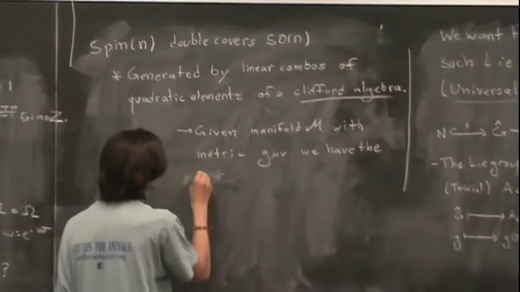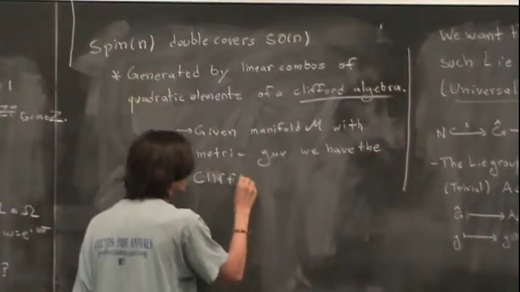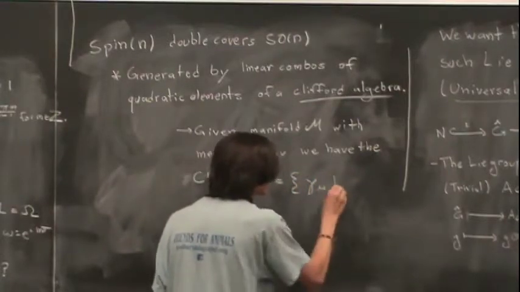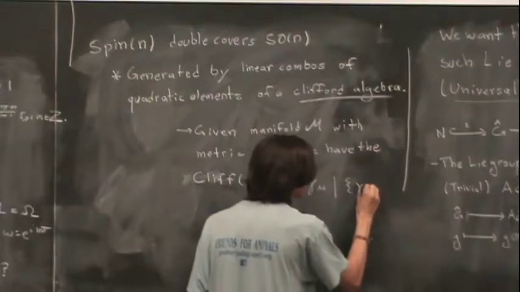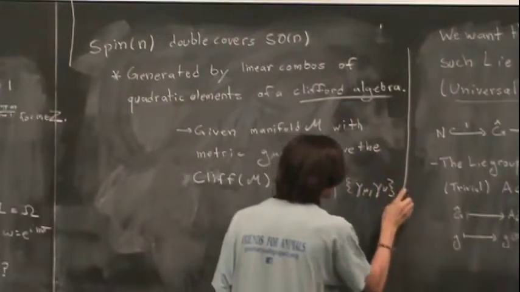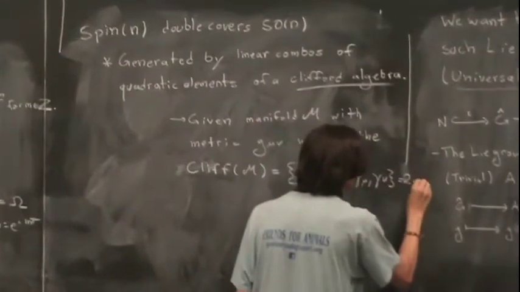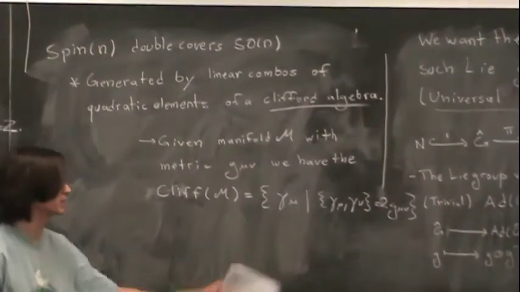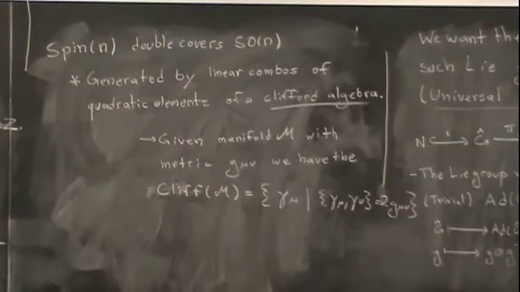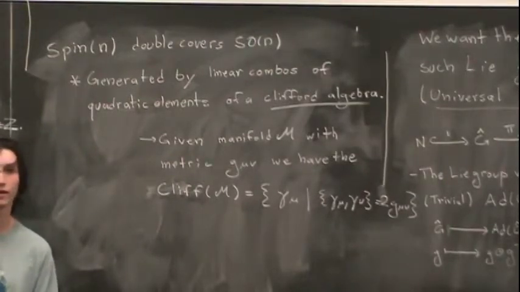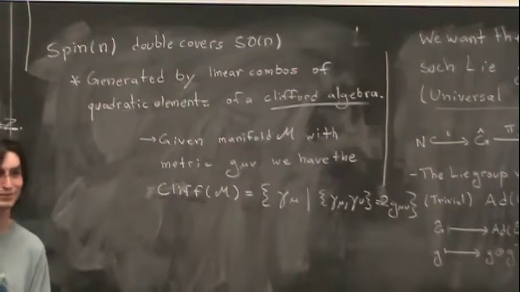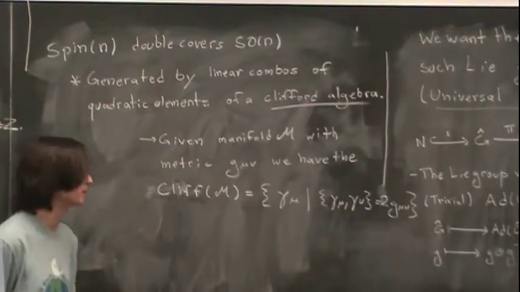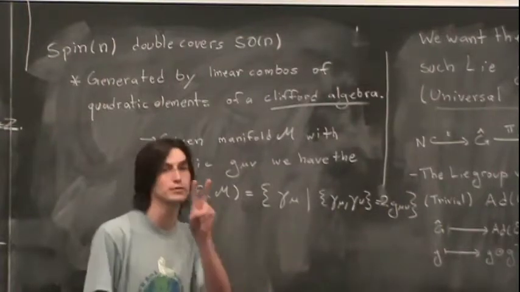I guess I could say, I don't know, do people write this? Cliff N, which is essentially just the set of operators gamma mu, such that if I take anti-commutators of them, I get twice the matrix elements of my metric. We know of one simple example that we work with all the time in quantum information, which is Pauli operators, right? Pauli operators satisfy an anti-commutation relation. So we can think of Pauli operators as a Clifford algebra on Euclidean 2-space.